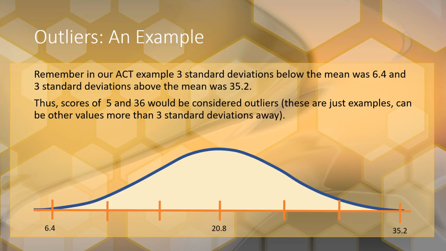Here we have our histogram again, and 3 standard deviations below the mean was 6.4, and 3 standard deviations above the mean was 35.2. If we have a score of 5, that would be an outlier, and it would be an extremely small value. And if you had a score of 36, which is a perfect score, that would be an outlier, but on the higher end. These two scores would be considered outliers because they're extremely small or extremely big.